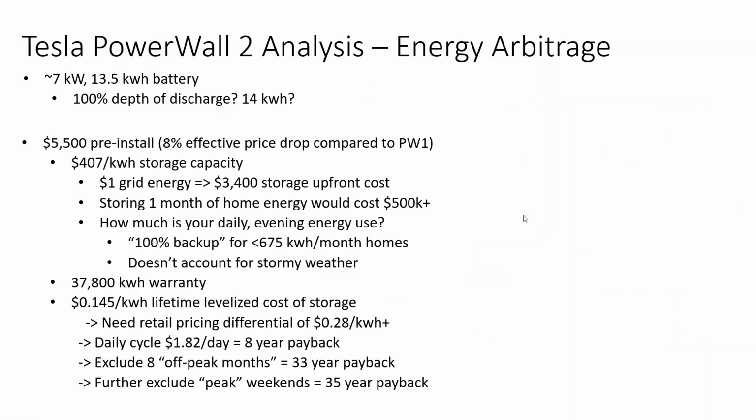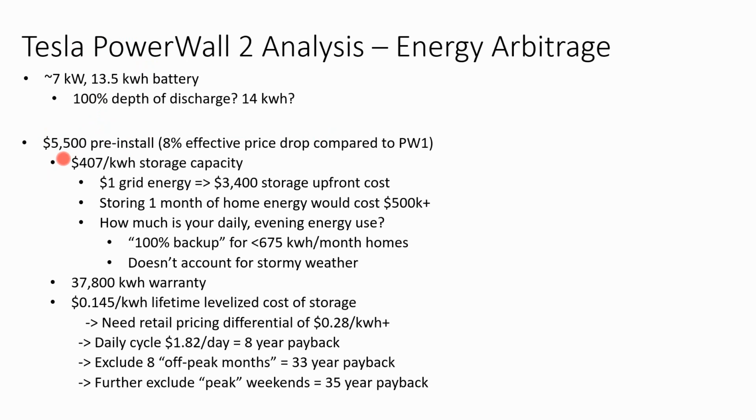Now they've iterated their design. They're now at the Tesla Powerwall 2, which is basically twice the size. So we get a 13.5 kilowatt hour battery with a 7 kilowatt output. They suggest that it costs $5,500 before the install. And so you divide 5,500 by 13 and a half, and you get to about $407 per kilowatt hour of storage capacity.